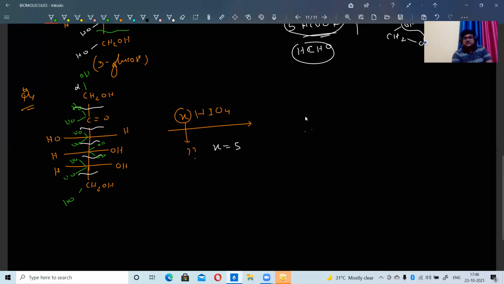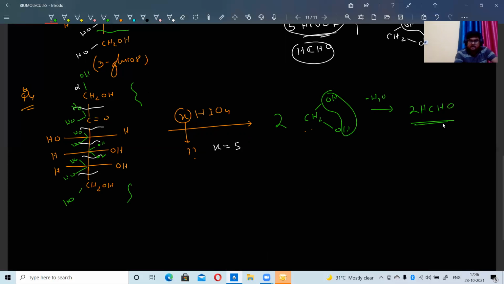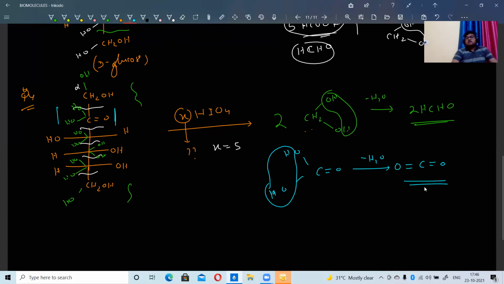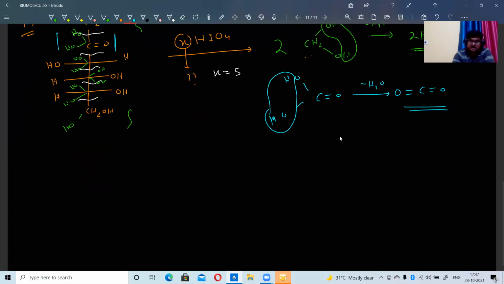Now if you write down the upper stuff, what can you write? CH2OH, CH2OH, which is directly equivalent to the lower one. So can I write 2 moles? After removal of water, we get 2 moles of formaldehyde. That is one product. Now when this middle bond breaks, what do you get? C double bonded O with OH, OH. Water removal takes place, and after removal of water you get carbon dioxide. So 1 mole of carbon dioxide is formed.